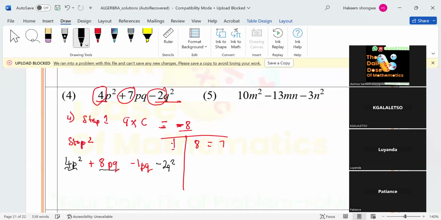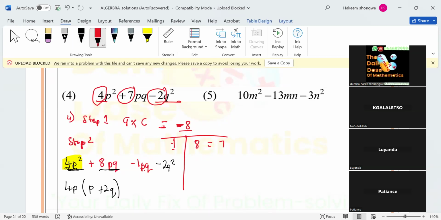What's common between these two? Is it 4? 4P. Okay, if you take out 4P, what remains is P. If you take out 4P on this side, what remains is 2P plus 2Q. 2Q, mistake. All right.